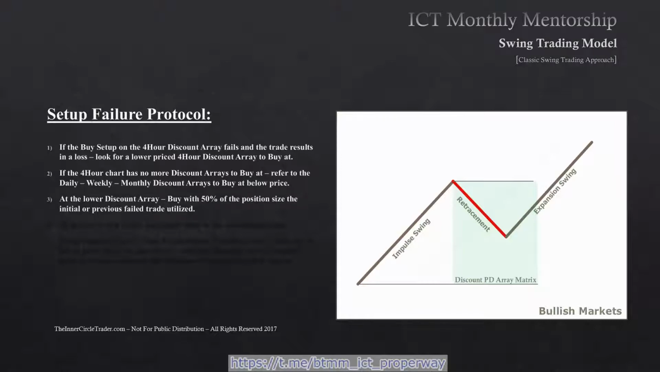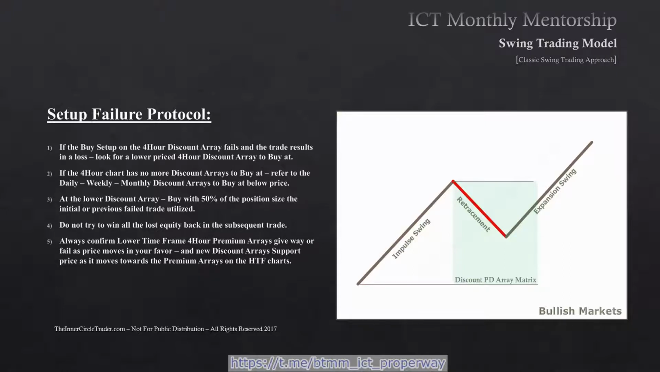At the lower discount array, you're going to buy at 50% of the position size of the initial trade or the previous failed trade that you just utilized. You do not try to win all of the lost equity back in the subsequent trade. It may take a few trades to get back that loss. Do not rush. Do not force it.